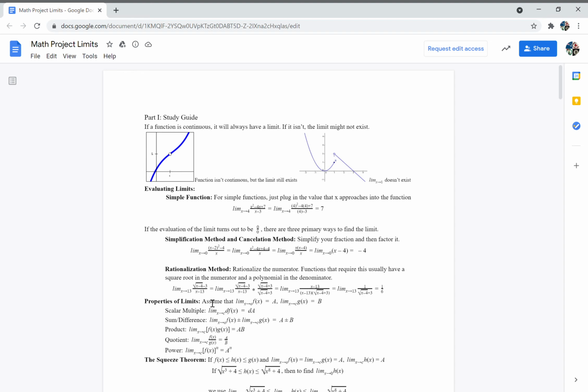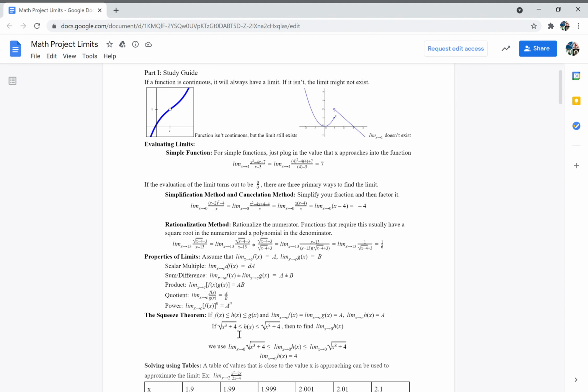And some properties of limits. Here you can see if you multiply by a constant, you get the constant times the limit of x approaching c. If you add or subtract two functions' limits, you just get the sum or difference of the two functions' limits. Same goes with products or quotients, nothing special. And for the power, if you just want to take the limit of something and power it, you can see here, limit as x approaches c of f of x is a. You just take the power of that.